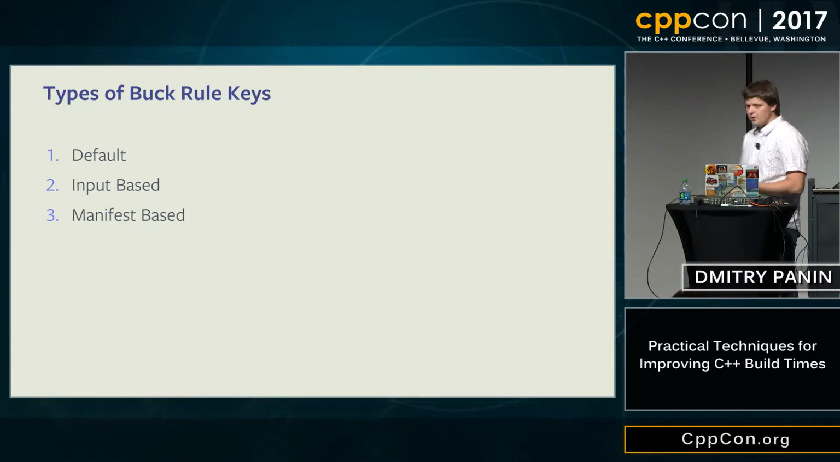So I have another quick question for you guys. Does anyone use Ccache? Has anyone heard of Ccache? Okay, a little bit more hands. So basically, the third type of rule keys in Buck, the manifest-based, works really similar to what Ccache does. So let's start with that.